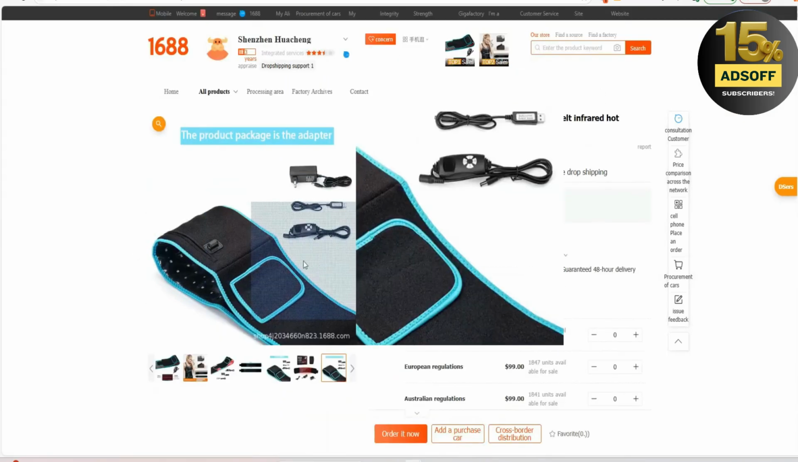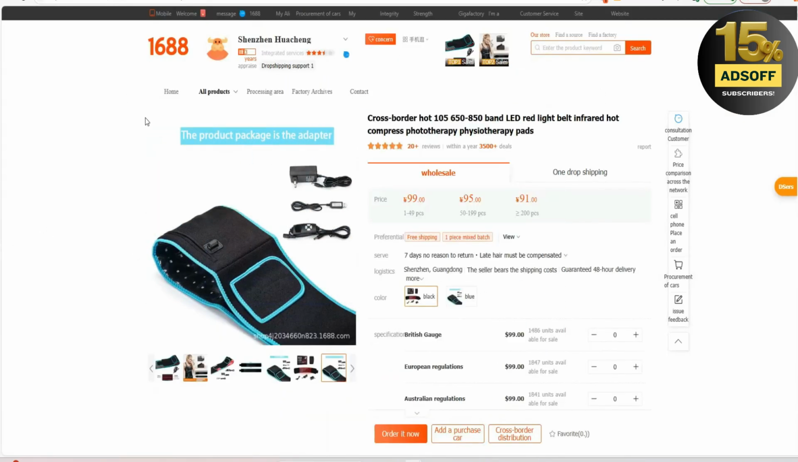So with this product, we'd be looking at like $18 total COGS. So total cost of goods on this product would be like $18. So that's actually pretty good, especially if you're going to sell it for $99. This is a really good product though.